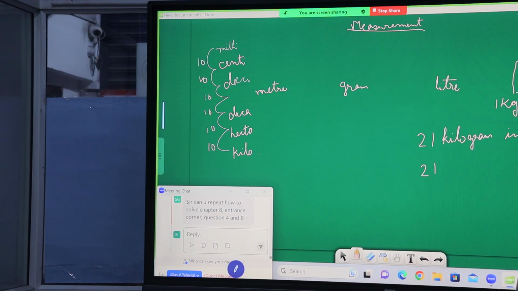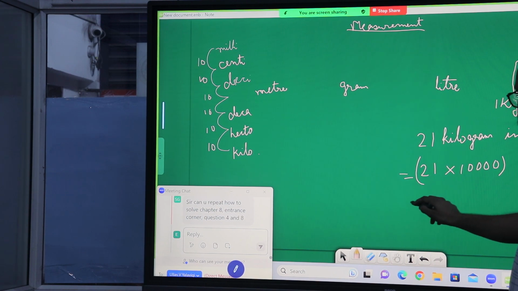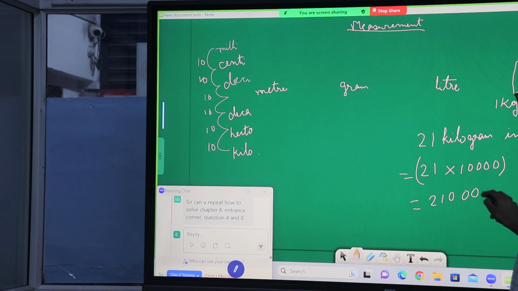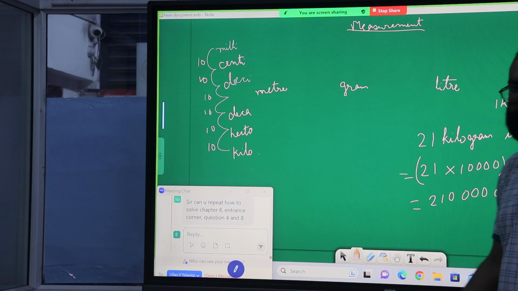So, 1 kilogram equals 10,000 decigram. So 21 kilogram will be how many decigram? You have to multiply by 10,000. So it will be equal to 21, and 4 zeros, so 210,000 decigram, isn't it?